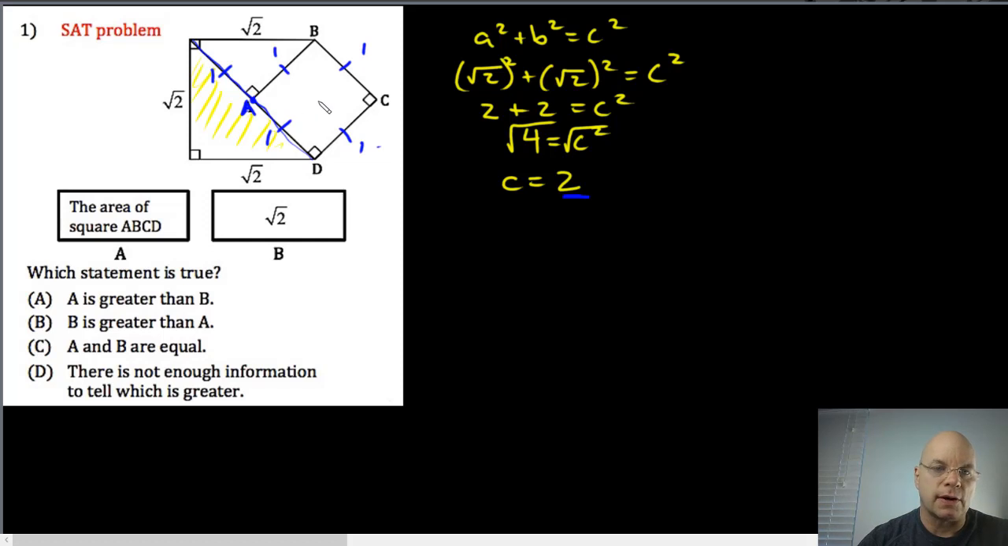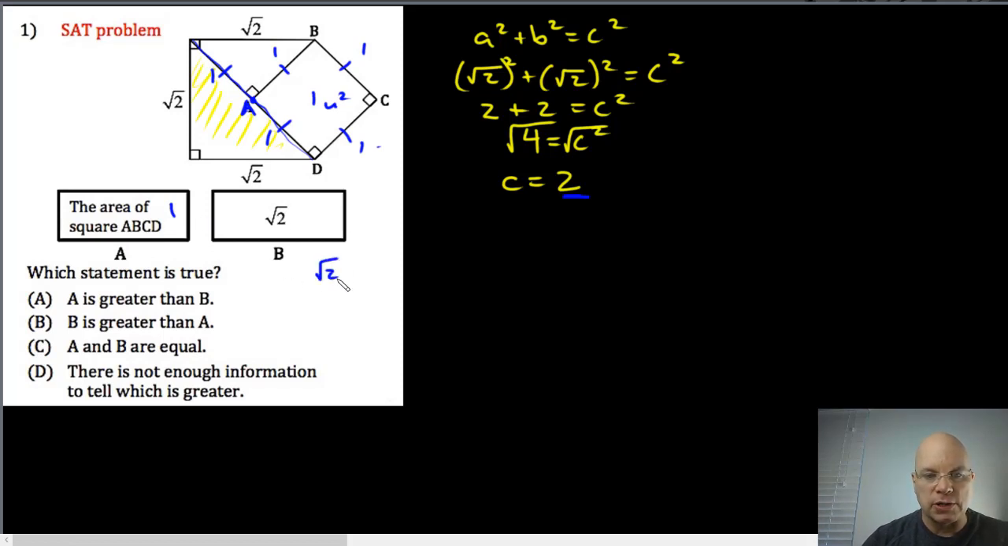And if each side of the square is 1, the area of the square is 1, because base times height, or side times side, 1 times 1 is 1. So 1 unit squared for the area. So the quantity in box A is 1, and how does that compare to the square root of 2?